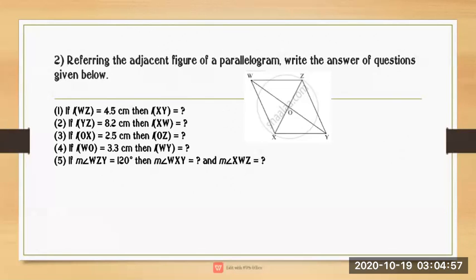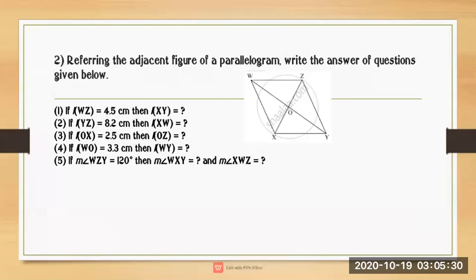Opposite angles of a parallelogram. See, opposite angles are congruent is given for a rectangle, for a square, and for others also. So you have to specify the proper name: opposite angles of a parallelogram are congruent. Is it clear, everyone? Okay. Now, what is the measure of angle XWZ? How will you find XWZ?